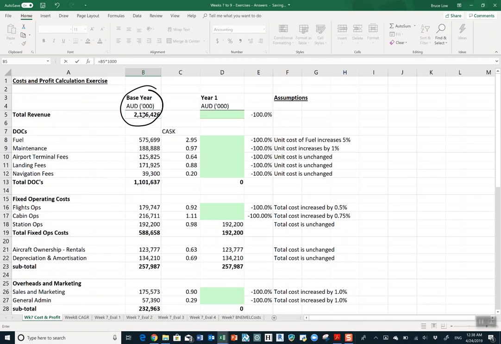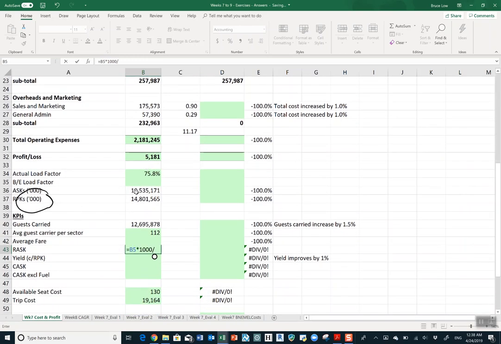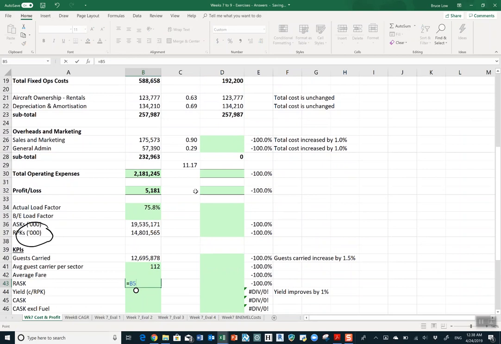Our revenue per ASK is our revenue times 1,000 divided by our ASKs, and that's also times 1,000. And then we need to multiply that by 100 to get cents. Let's try again. Revenue times 1,000, so we don't have to worry about that this time, divided by ASKs times 100. Let's put it up.